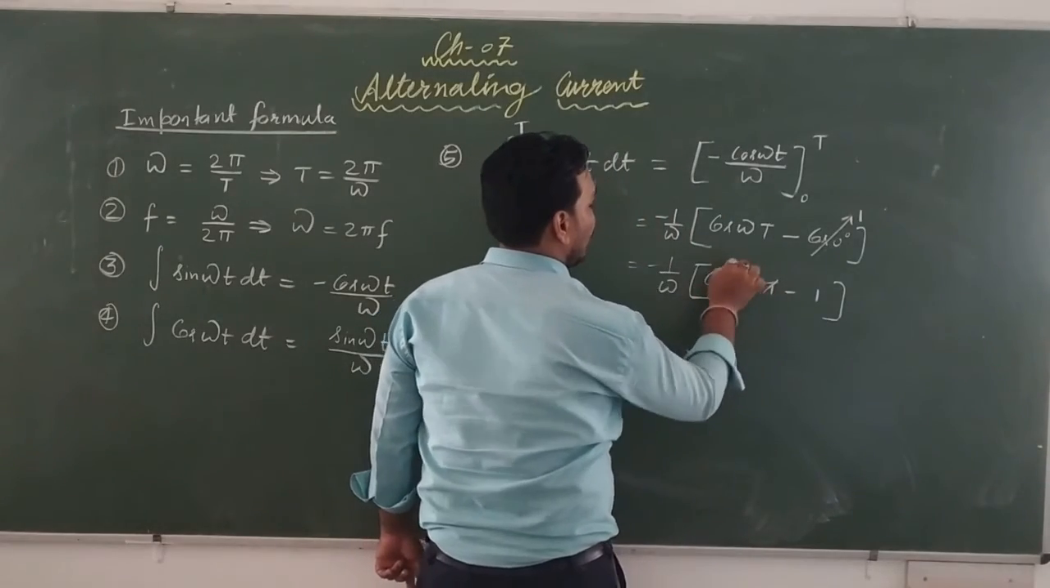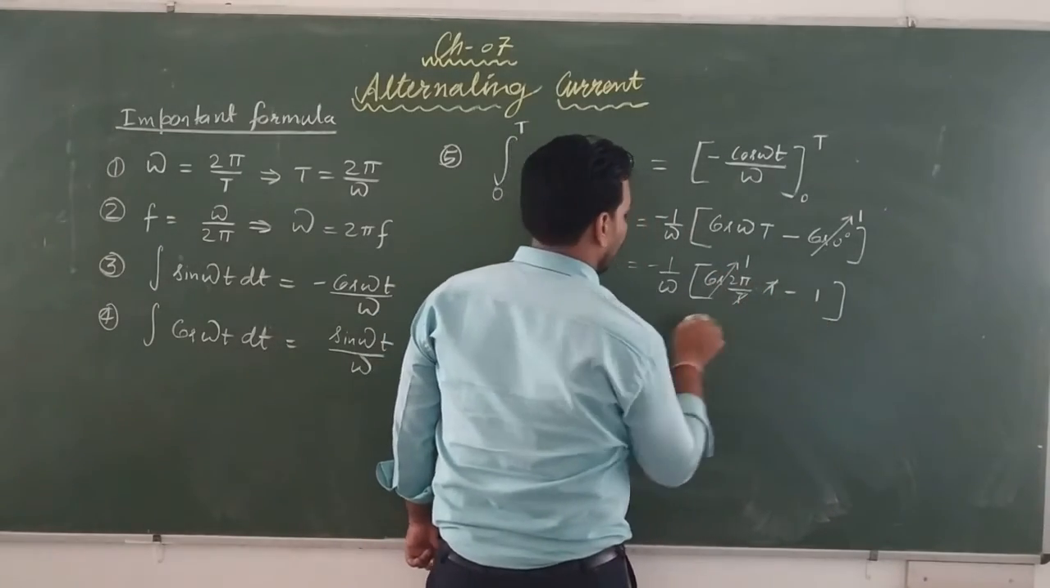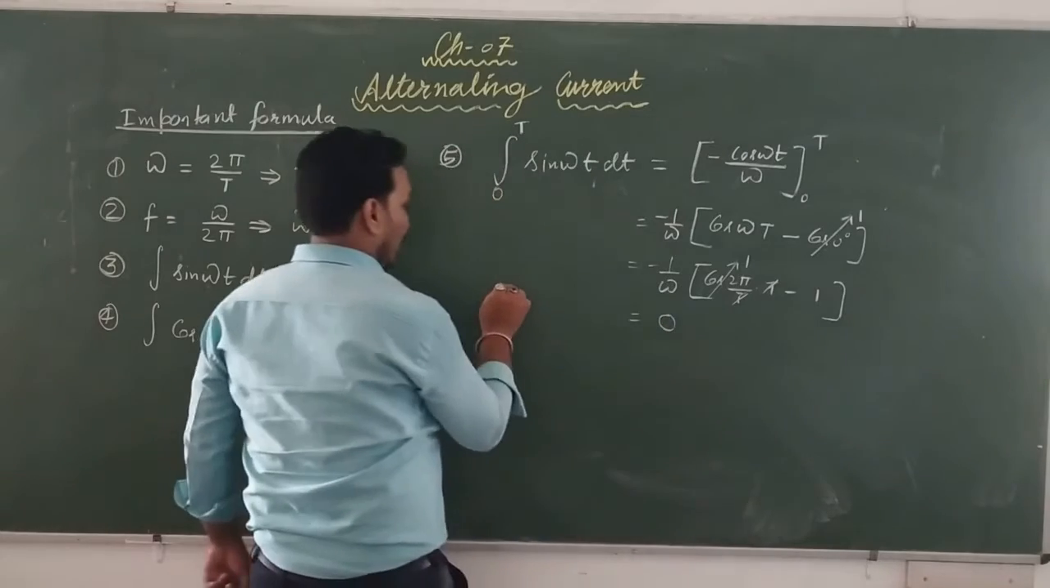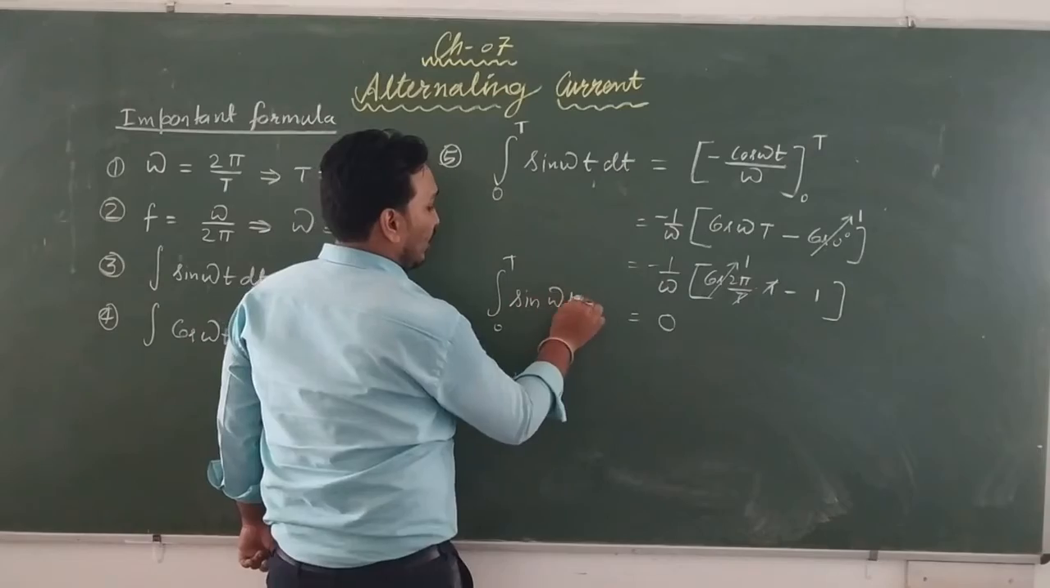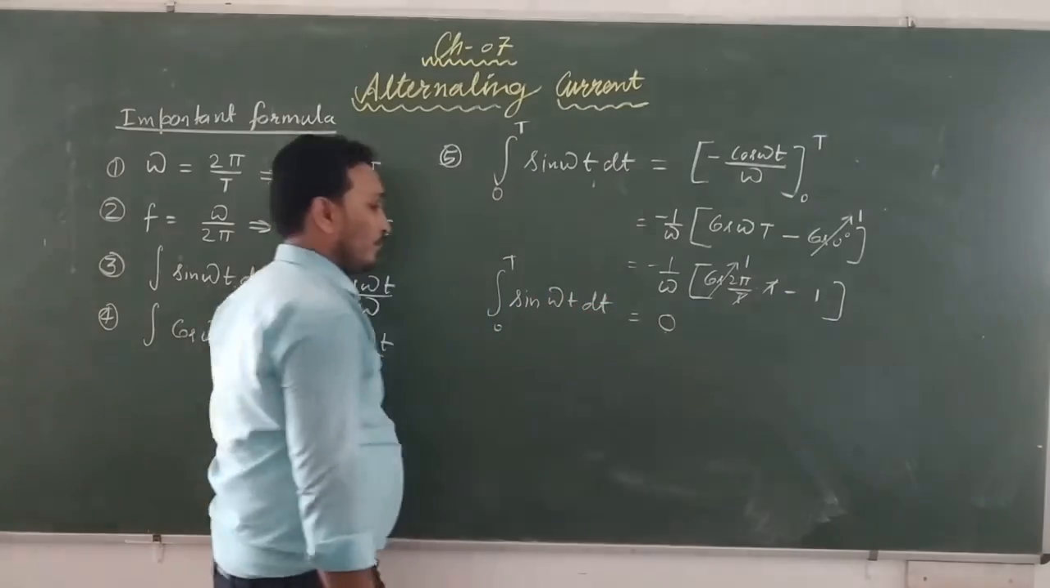Cos 2 pi again is going to be 1 only. 1 minus 1, what is it? It is going to be 0. So integration of 0 to T sin omega t dt is 0.